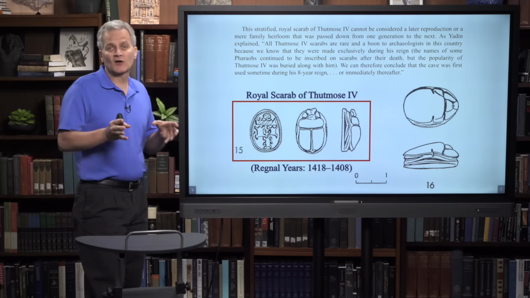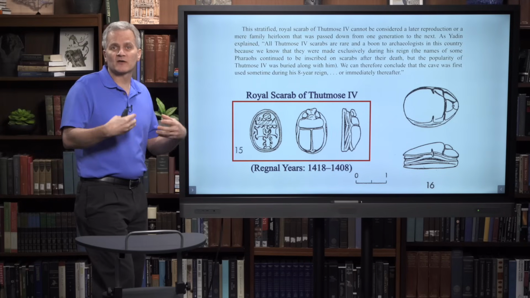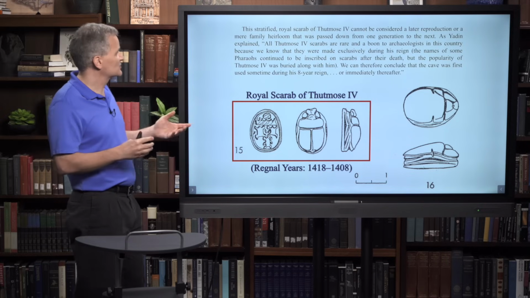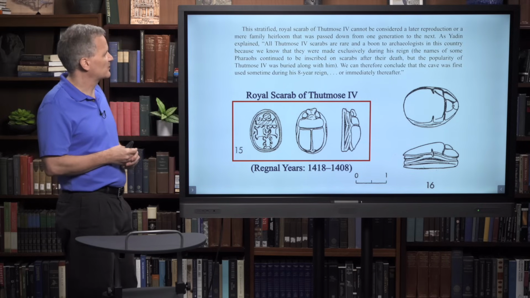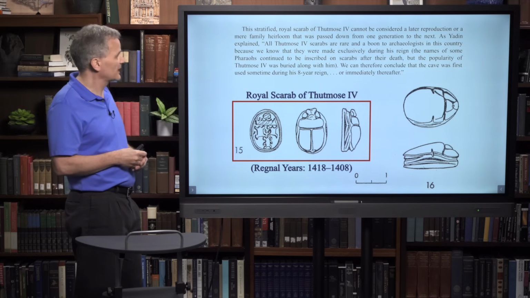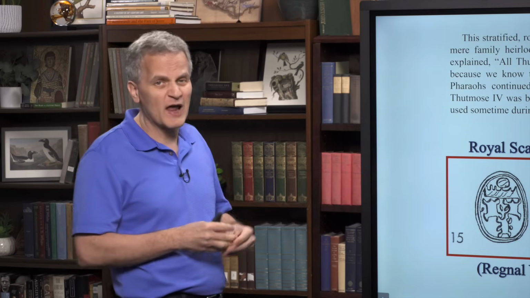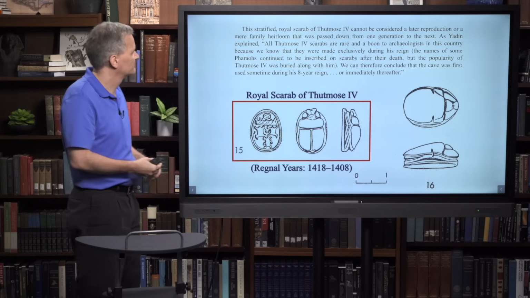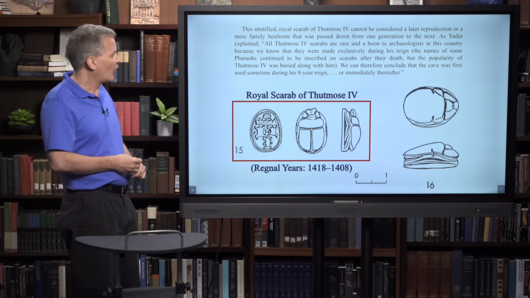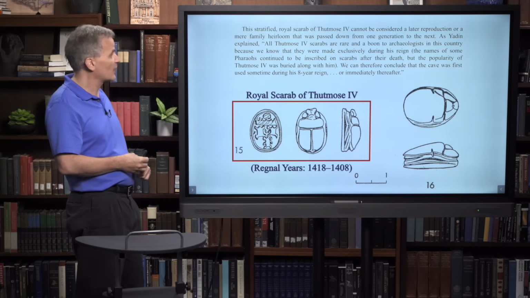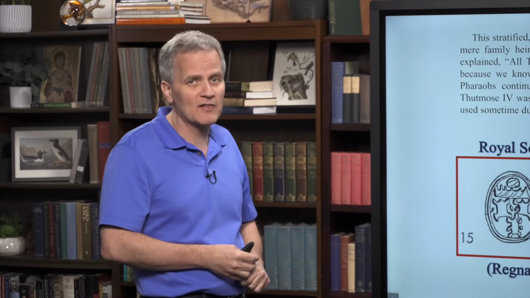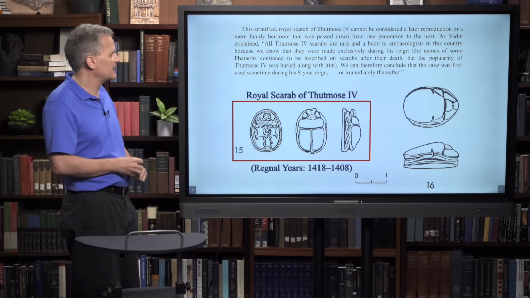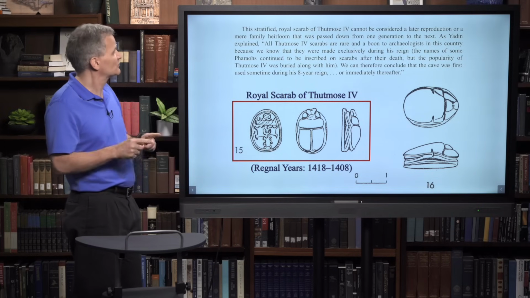So let's focus a minute on this scarab from the reign of Thutmose IV. What was that king like? Well, this stratified royal scarab of Thutmose IV cannot be considered a later reproduction or a mere family heirloom that someone passed down from generation to generation. As Yadin explained, all Thutmose IV scarabs are rare and a boon to archaeologists in this country, because we know that they were made exclusively during his reign.